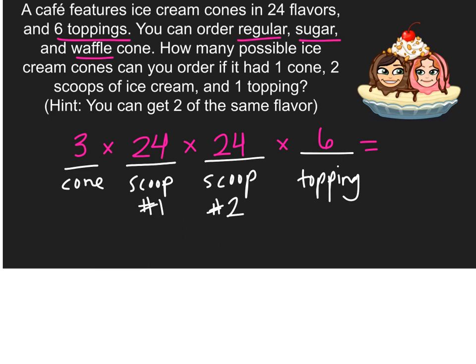Okay, so when I did this, I got 10,368 different possible combinations. I'm just going to say options. That is a lot of different options that you can get at an ice cream store.